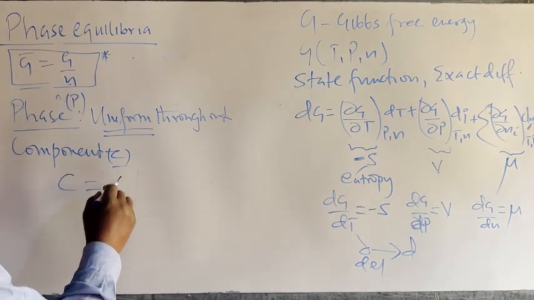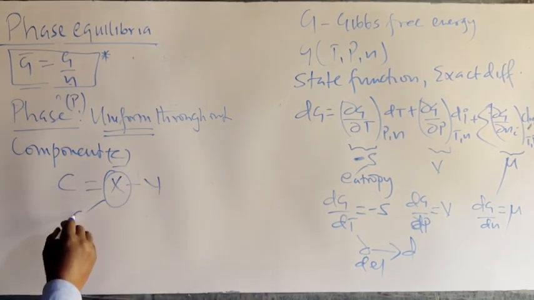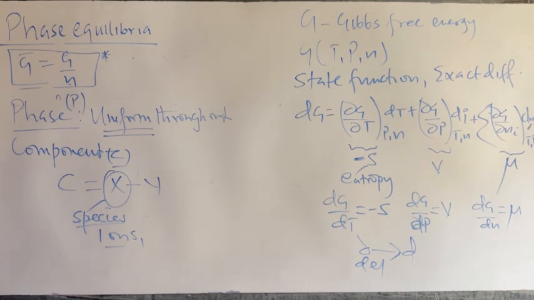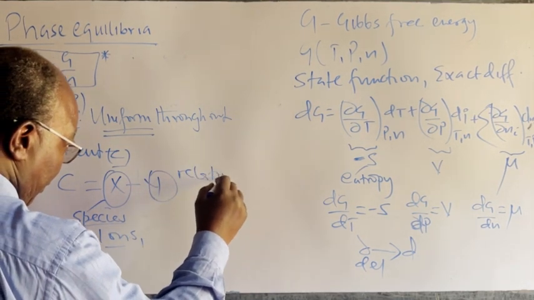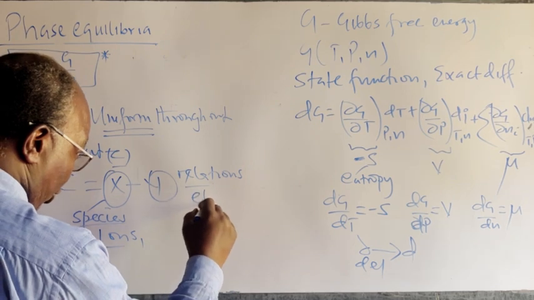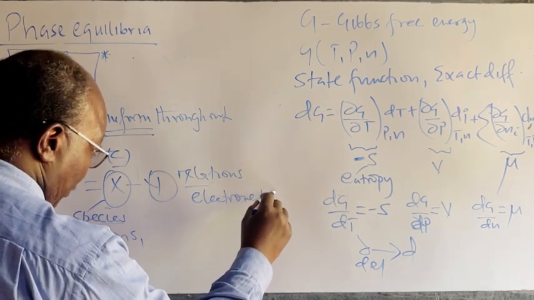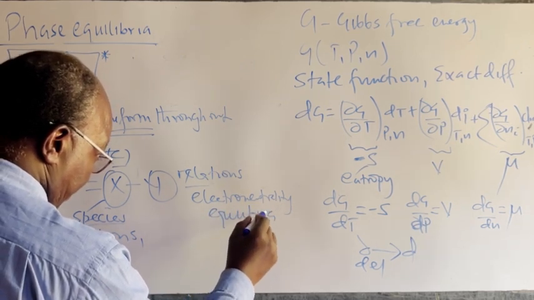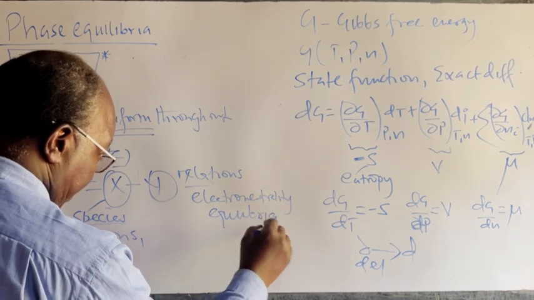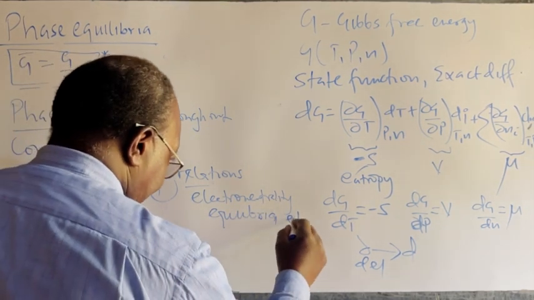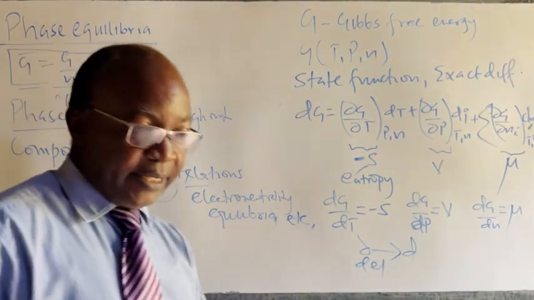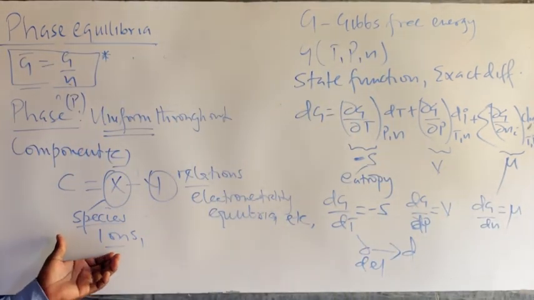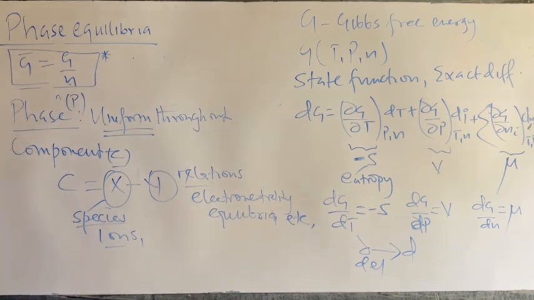To determine the number of components, you need to know the number of species, for example, ions which are there, etc. And the relations. For example, do we have electroneutrality? Do we have equilibria? And so forth. So for you to determine components, you cannot just say what is a one component system. You need to be able to show in terms of the species which are there, and whether there's electroneutrality.